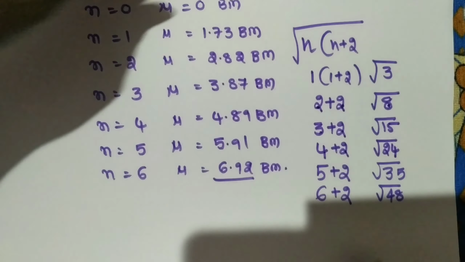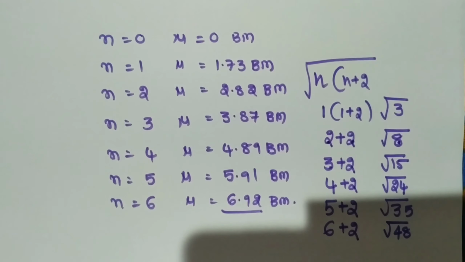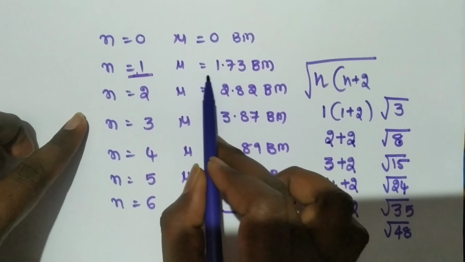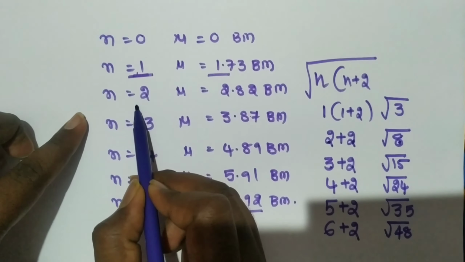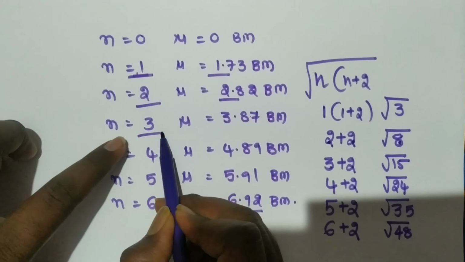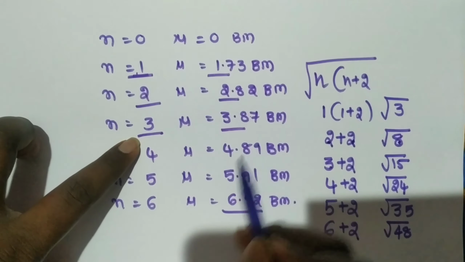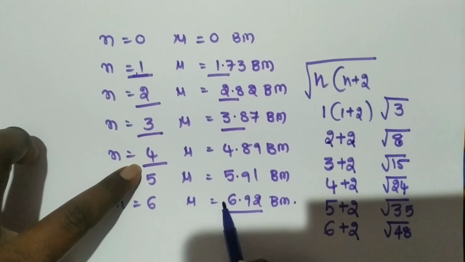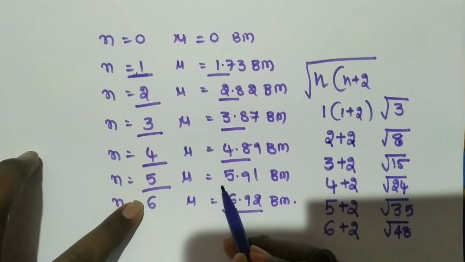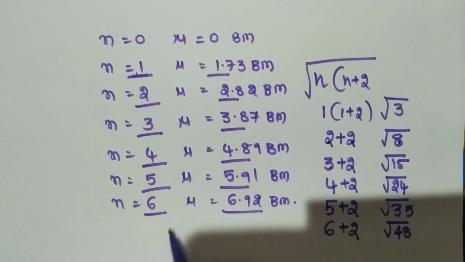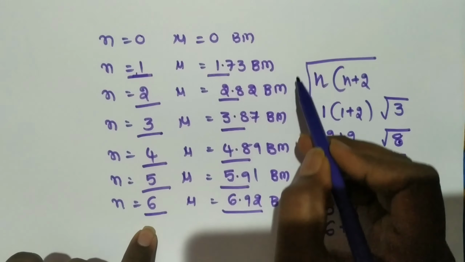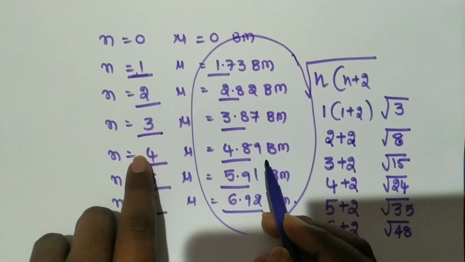And here is one more simple thing you have to see. If the number of unpaired electrons is 1, your answer will definitely start with 1 point. Number of unpaired electrons is 2, your answer will start with 2 point. Number of unpaired electrons 3, your answer will start with 3 point. Number of unpaired electrons is 4, the answer will start with 4 point. Number of unpaired electrons is 5, the answer will start with 5 point. Number of unpaired electrons is 6, the answer will start with 6 point. So in a multiple choice question, it will be easy to find the answer.